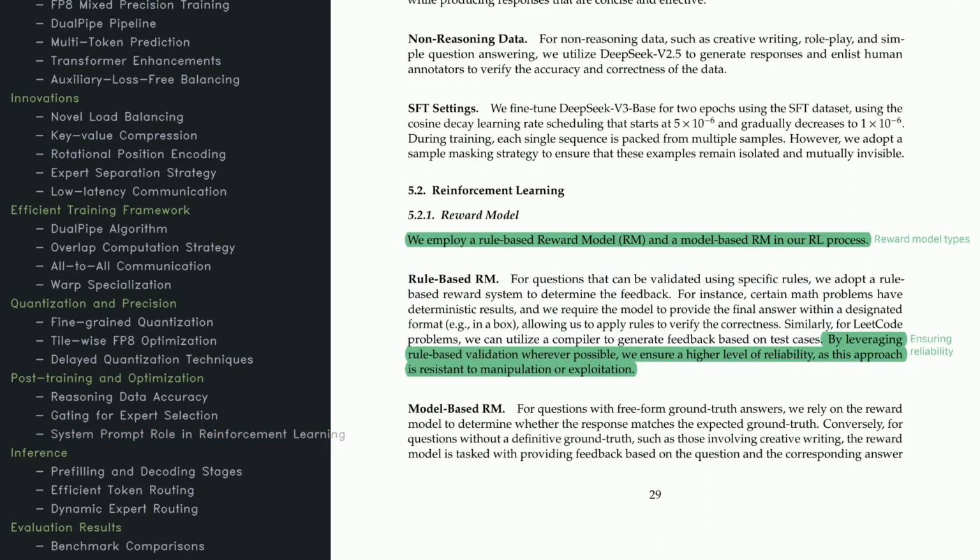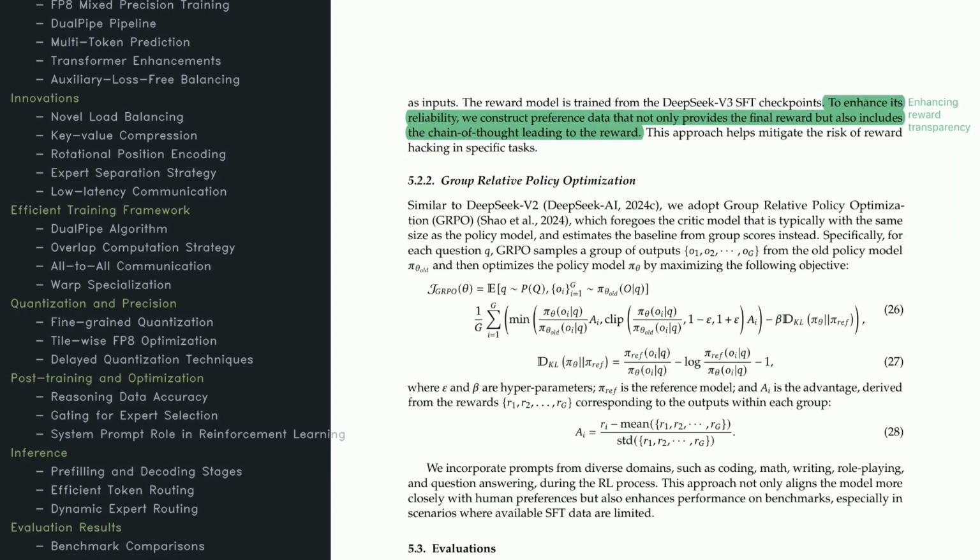They use two reward systems, rule-based and model-based. Rule-based rewards come into play for tasks with definite correctness criteria, like math solutions. A compiler or set of rules can validate the output. For open-ended questions, a model-based reward looks at how closely responses match an expected style or solution. By mixing both, they cover tasks that require strict accuracy and those that need a bit more creativity or interpretation. To boost reliability and reduce risks, the reward model uses data that captures final rewards and the steps in between, so you see exactly how the evaluation is done.